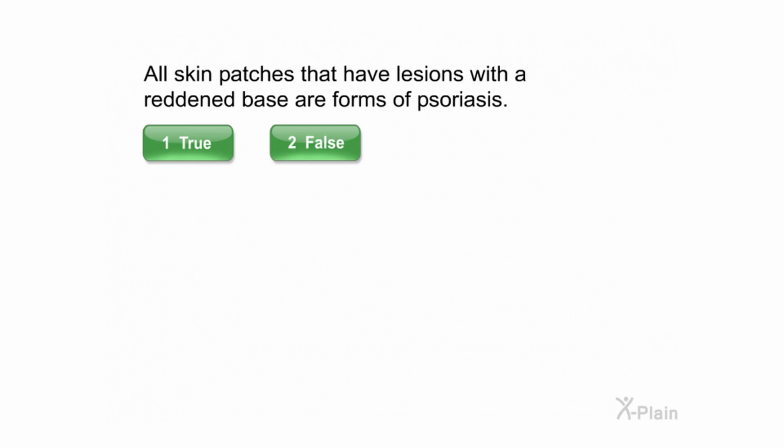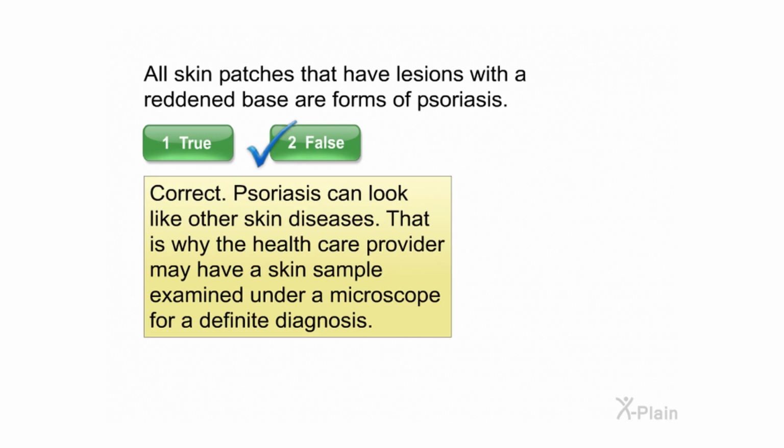All skin patches that have lesions with a reddened base are forms of psoriasis. Select true or false. Correct. Psoriasis can look like other skin diseases. That is why the healthcare provider may have a skin sample examined under a microscope for a definite diagnosis.